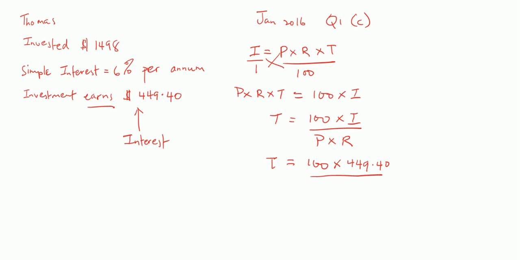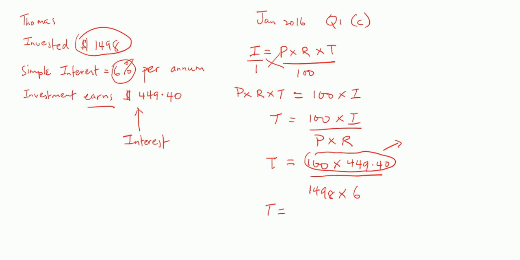The principal is how much we invested at the start. We invested $1,498, so it's 1498 multiplied by the rate. The rate in this case is the simple interest, which is, once they give you it as a percentage, we're going to write 6. Right? Now, this is where I think students are getting the problem. Alright, so you see this part on top here?